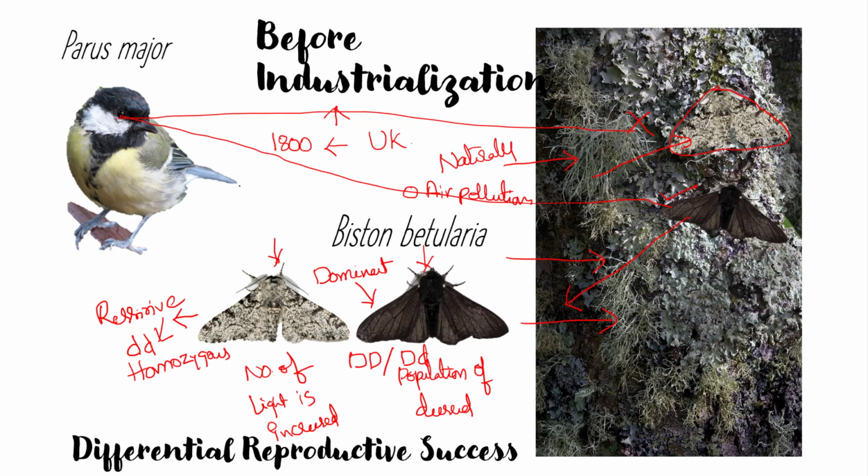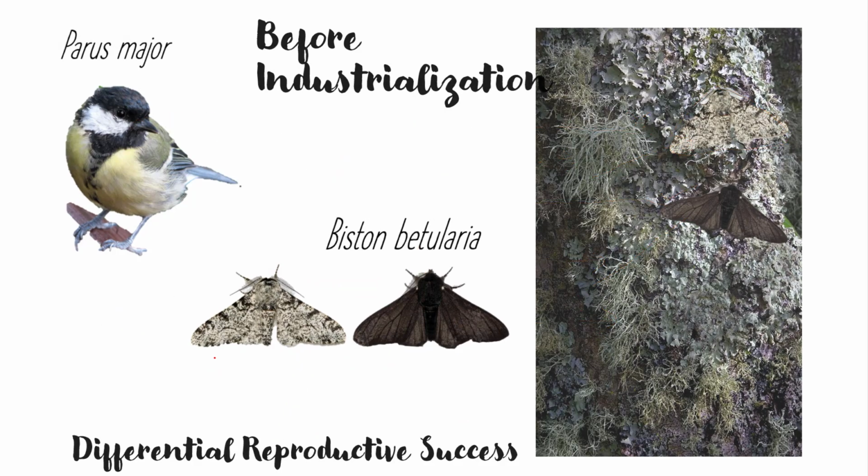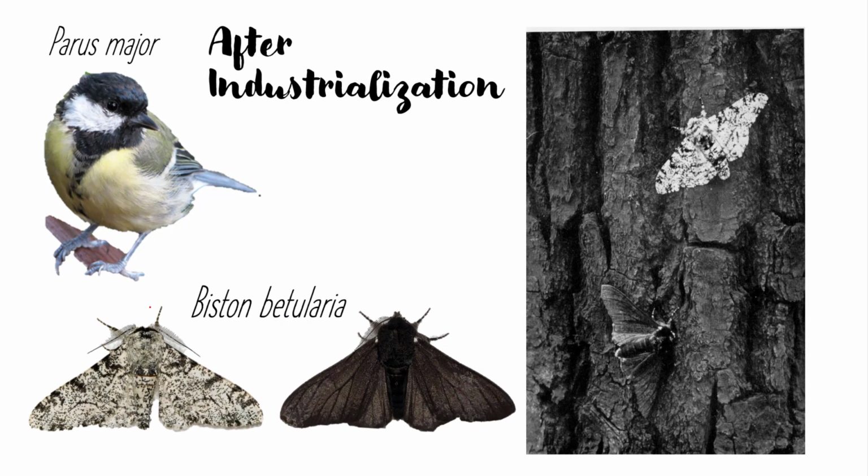So this is the condition before 1800, when there was no industrial revolution in the UK, and nature was selecting the light colored moth in this situation. Next, we look at the situation after industrialization, which started nearly in the year 1800.